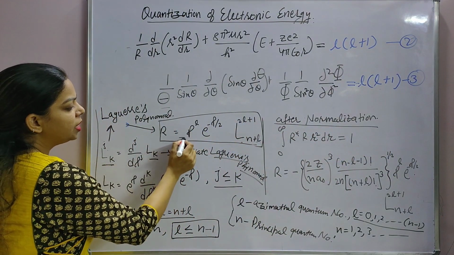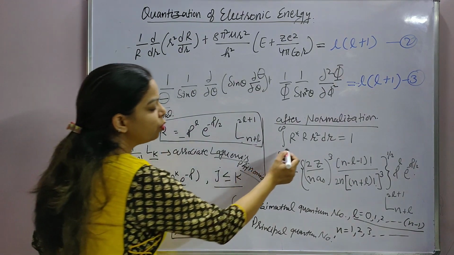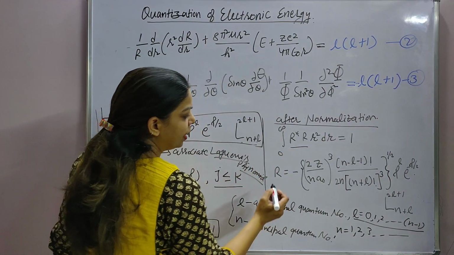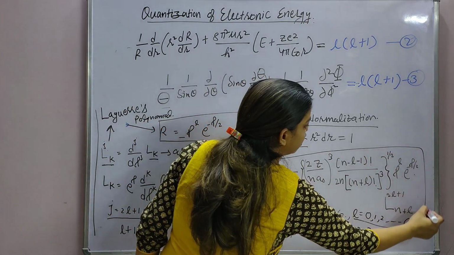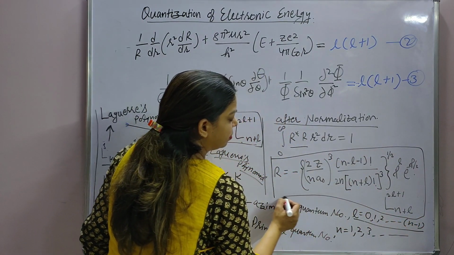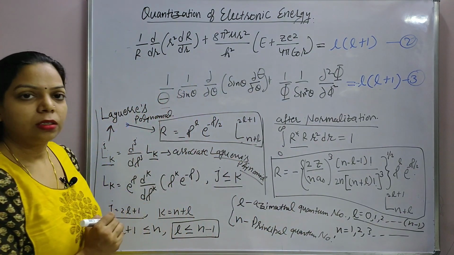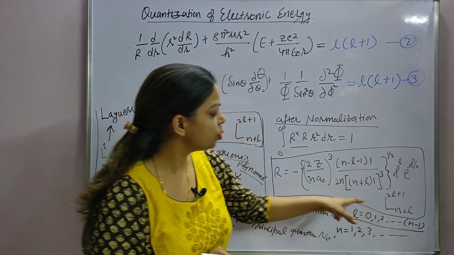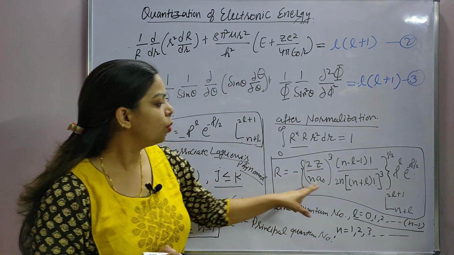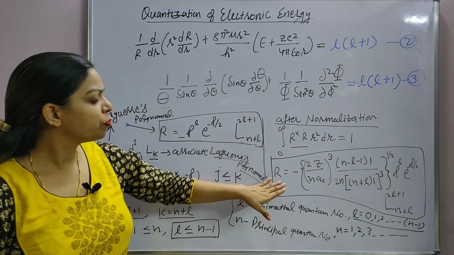So here the normalization constant is missing. When you normalize it, you will again get this kind of big equation. This is the total solution, and this factor is multiplied here. There was no space, so I have written it here. So write it very clearly. This is one entire expression for R.